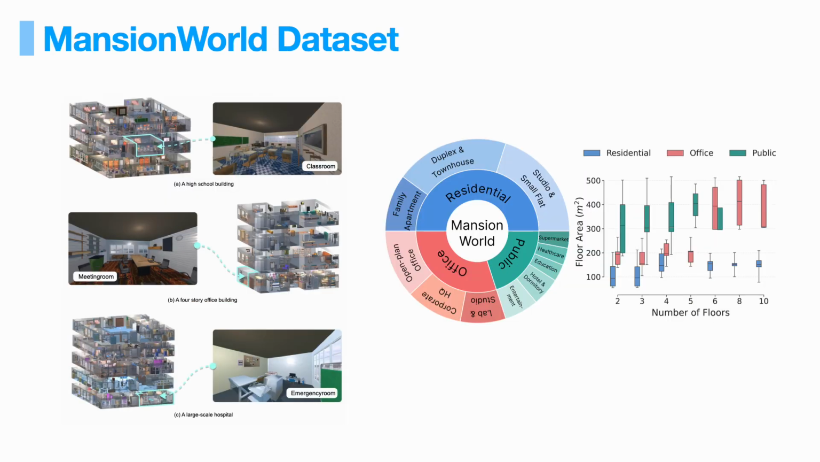Based on this framework, we built the Mansion World dataset. It contains more than 1,000 multi-floor buildings, ranging from 2 to 10 floors, with over 10,000 rooms in total. Unlike previous home-centric datasets, Mansion World covers residential, office, and public facility domains, including offices, hospitals, schools, supermarkets, and entertainment centers. It provides a natural difficulty progression from simple household tasks to complex public building tasks.